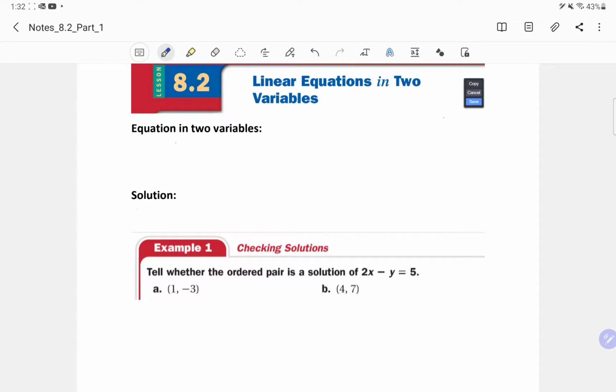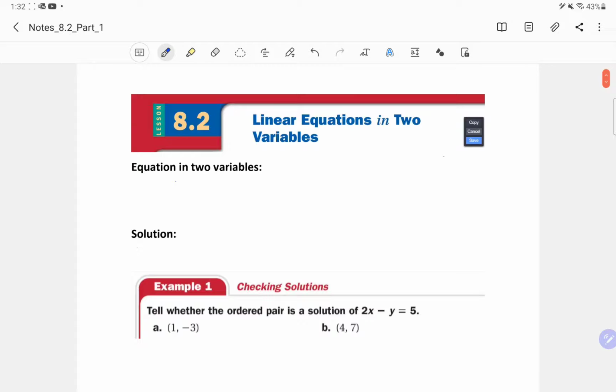All right, so for section 8.2, we broke it up into two parts. I broke it up into 8.2 part 1 and 8.2 part 2. So today we're going to do part 1. The first thing we're going to talk about are these two vocabulary terms.